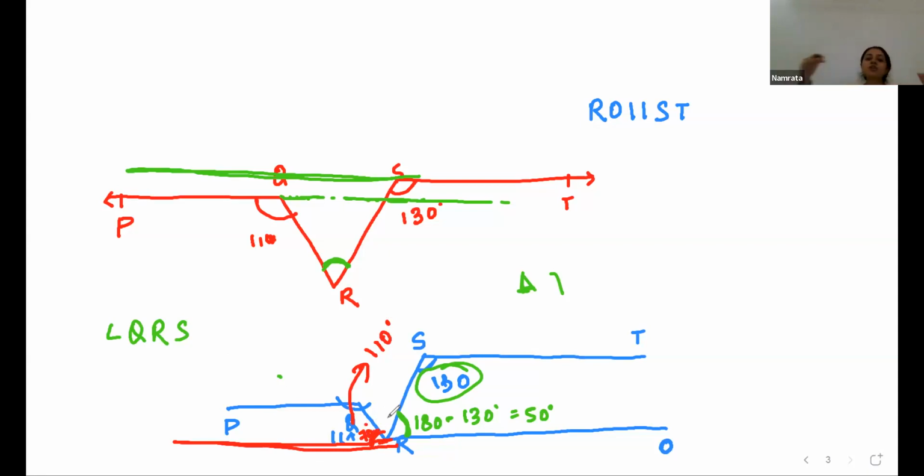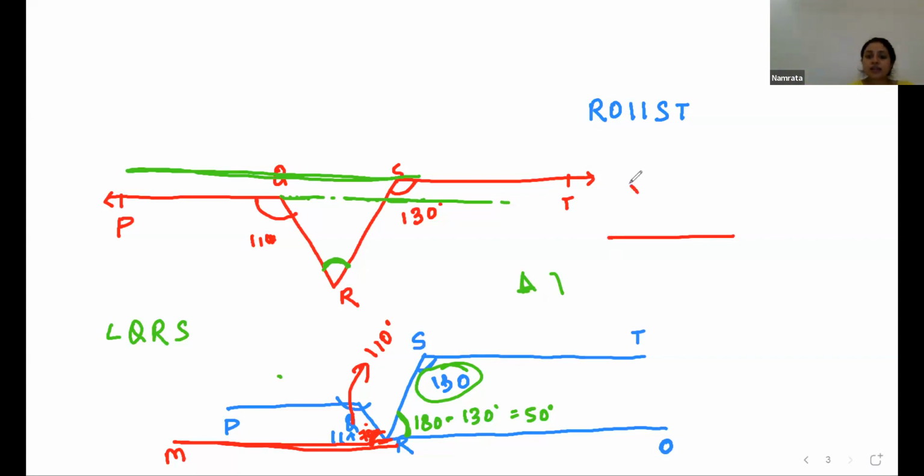Now if we focus on the complete straight line RO, suppose S is already there, and this is M, so MRO. On this complete straight line, one part is 70 degrees, another part is 50 degrees. We have to find the middle part. This one we know is 50, this one we know is 70. So the middle one is again making a linear pair, right, Ifra?